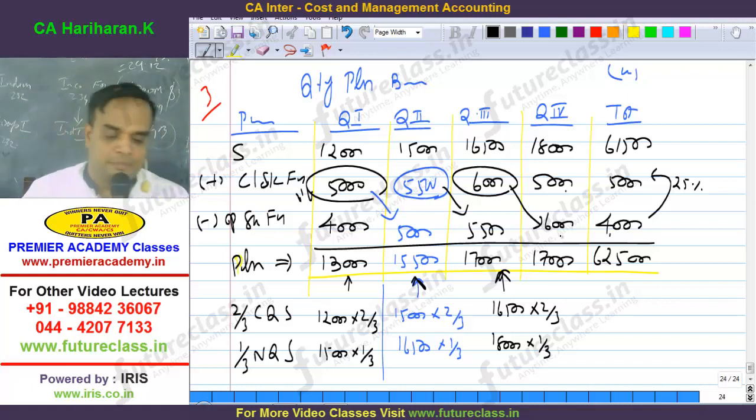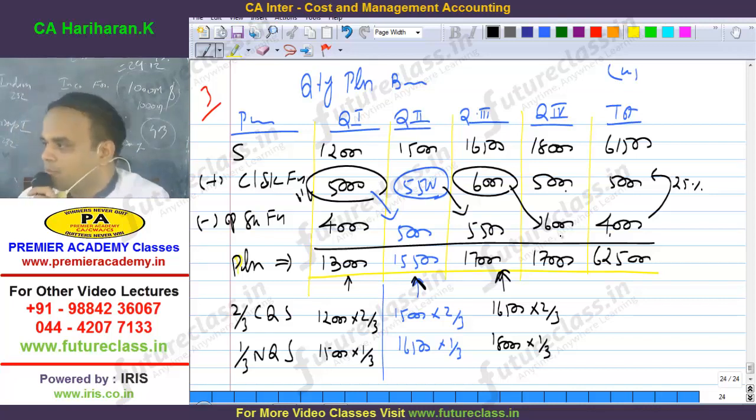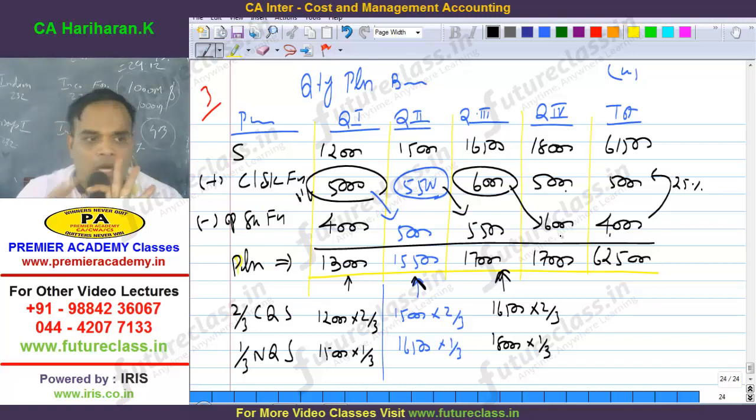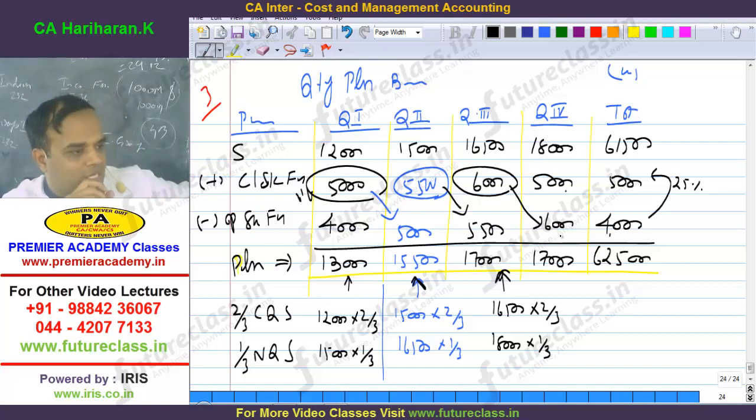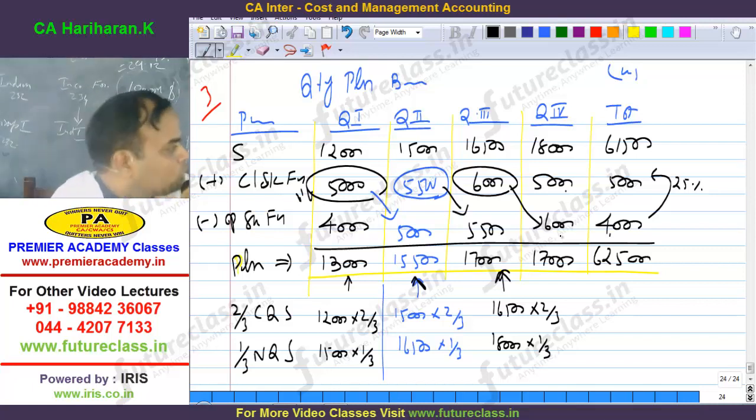What is the next requirement? Any doubt? Understood? What is the next requirement? All are comfortable with the quarter wise budget or not? Now, what is the next requirement? Now, we have to prepare the expenditure budget. What expenditure budget? For that, they have given some info. To produce one product, you need 10 kgs of raw material.